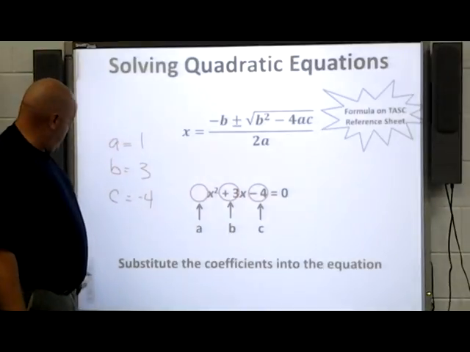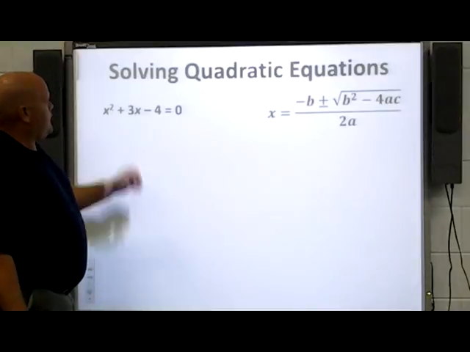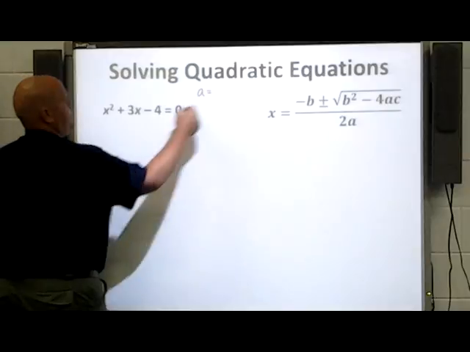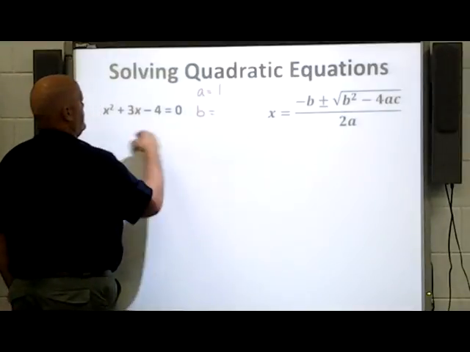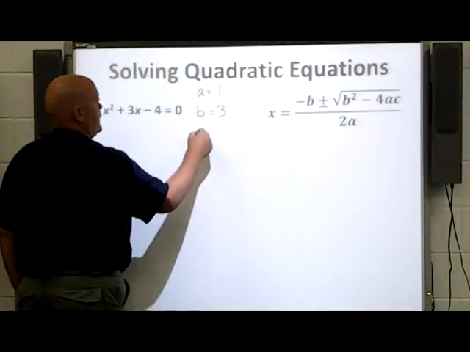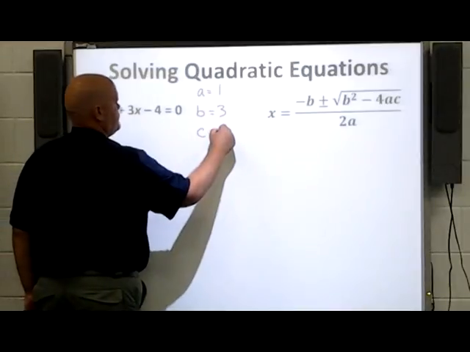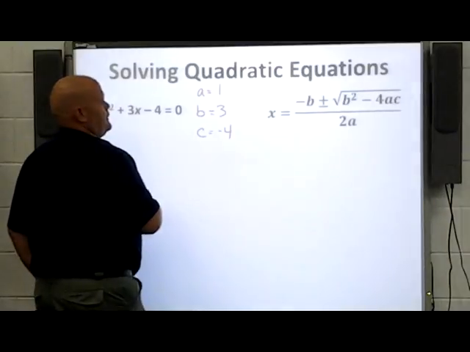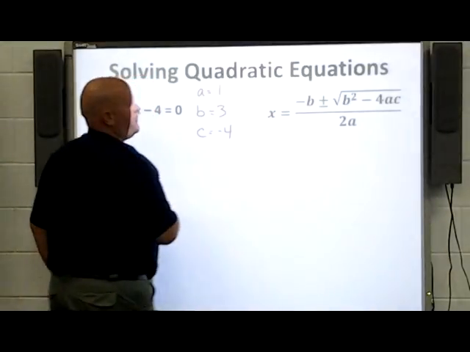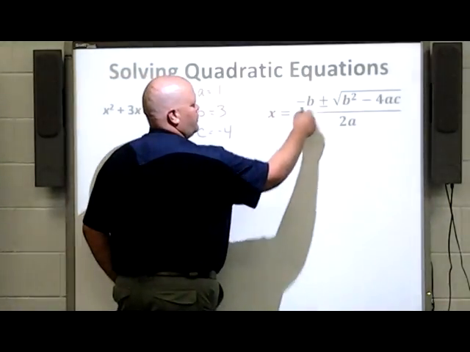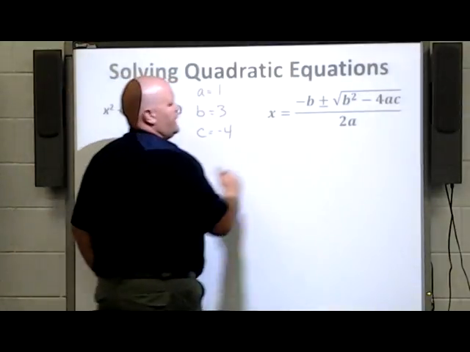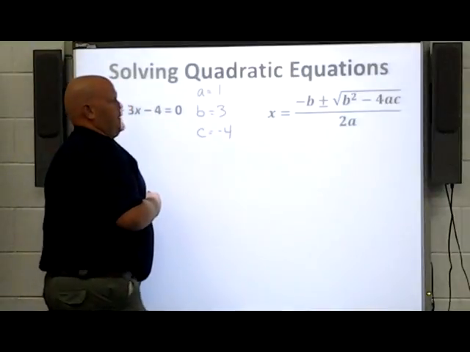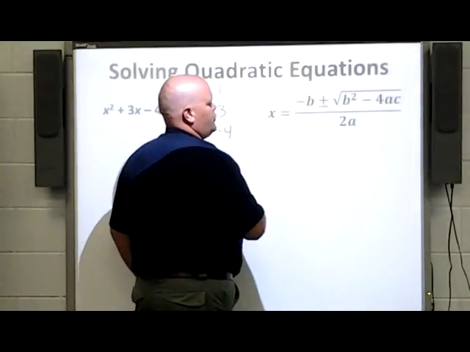So we're going to do an example of that problem. Now we just listed that A was 1, B is 3, and C is negative 4. So I'm going to plug these into this formula. The top half of the formula is negative B plus or minus the square root of B squared minus 4AC, over the fraction 2A.